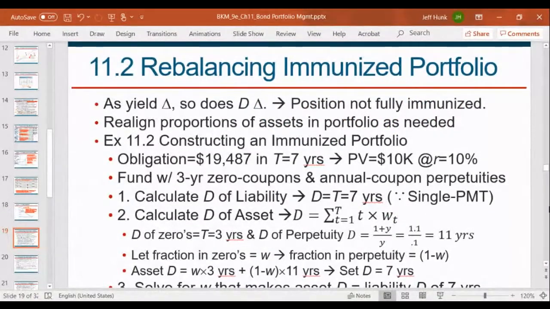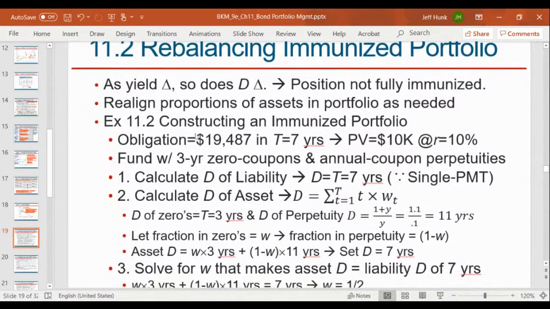So as yield changes, so does the duration. So the position is not fully immunized over time. We have to realign the proportions of assets in the portfolio as needed. That's called rebalancing. So in example 11.2, constructing an immunized portfolio, right?